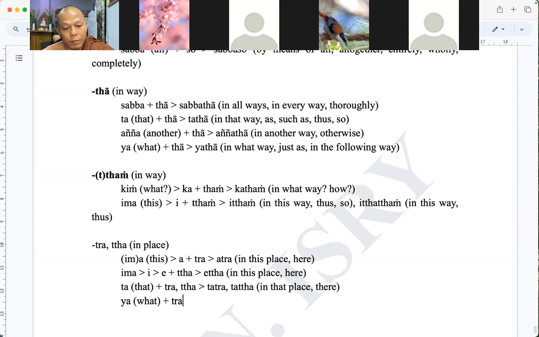And then both of them, dara and ta. So yet dara or yet ta. So in what place or where. So in this way, with these suffixes.